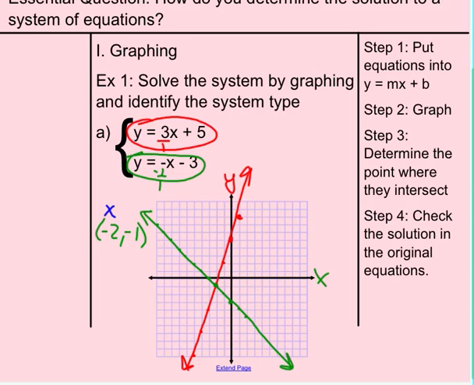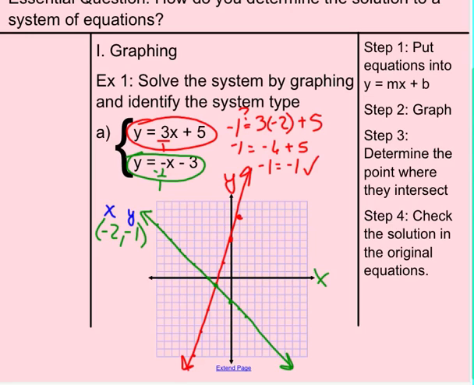So remember, x, y. Looking at my red equation, I'm going to substitute -1 for y and -2 for x. And is this true? Well, 3 times -2 is -6, and -6 plus 5 is -1. So far it checks. It means it is on my red line. Is it also on my green line? We need to check both equations.